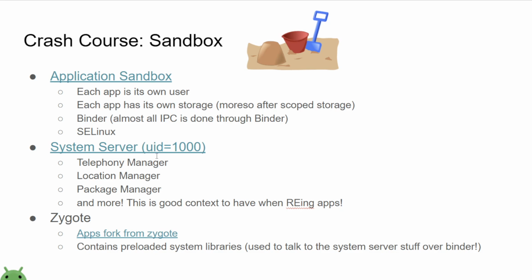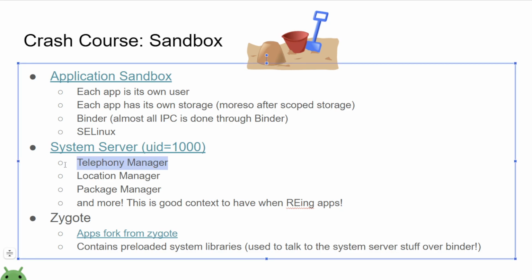You should also know what the Zygote is. The Zygote isn't really part of the sandbox, but it's an important fundamental for learning why Android apps are the way they are. When you launch an Android application, it's going to fork the Zygote. So your app is just a simple fork of the Zygote. This is done for optimization because the Zygote is going to contain preloaded system libraries, such as what you use to talk with the telephony manager.